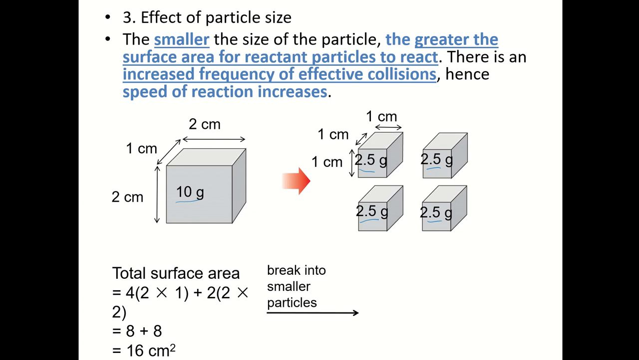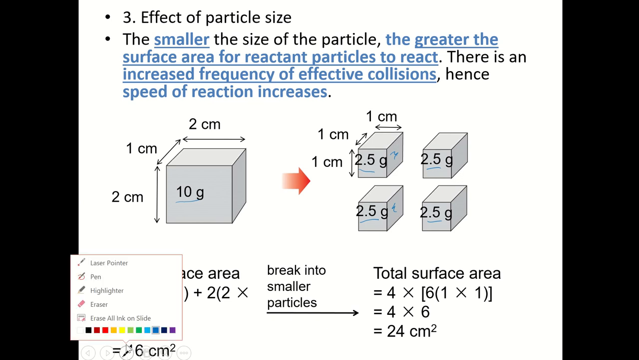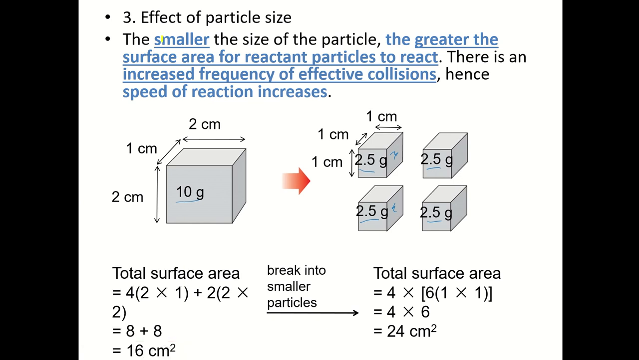But your total surface area, you realize, will increase, because over here you have more exposed surface, including those inside. So the smaller the particle, that's the factor, right? What happens to your particles? You will have increased surface area for reaction to take place. Third, what happens to your frequency of effective collision? It will increase, and hence fourth, speed of reaction will increase.